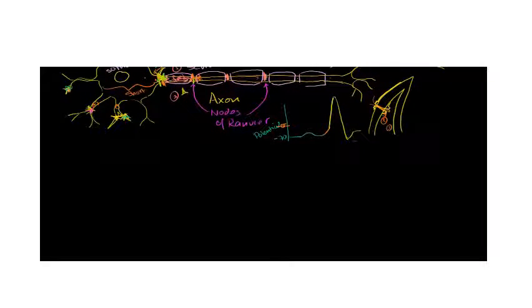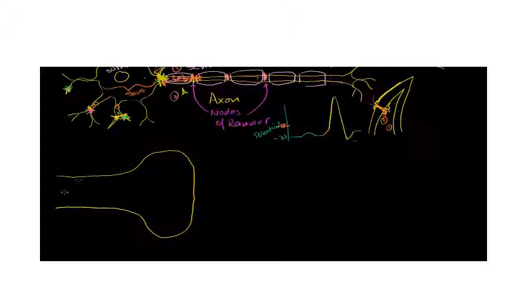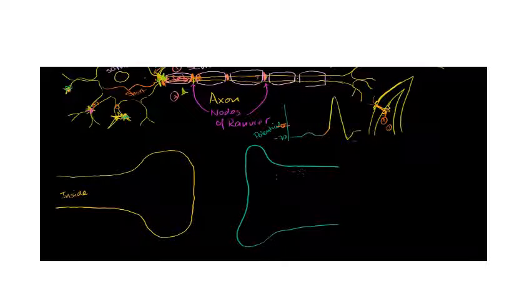So to do that, let me draw the terminal end. So let's say the terminal end looks something like this. I've zoomed in big time. It looks something like that. This is the terminal end of the neuron. This is inside the neuron. And then the next dendrite, let me draw it right here. The dendrite of the next neuron. Let me put it right there. So we've really zoomed in. So this is the dendrite of the next neuron. This is inside the first neuron.